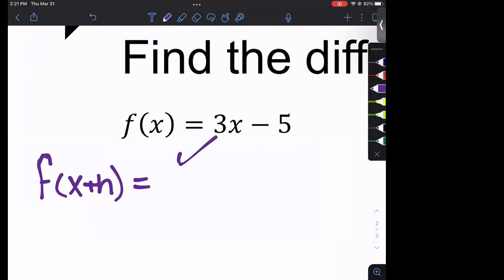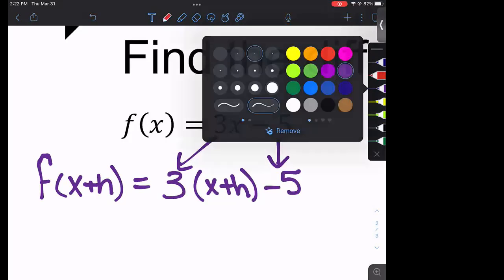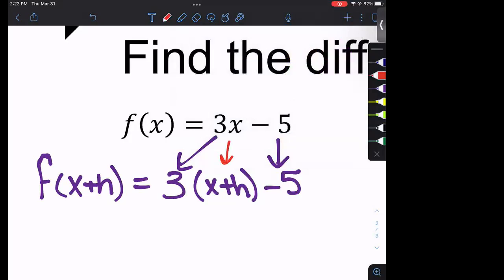equals, so we're going to start with a 3, it's just going to come straight down. And then instead of writing the x, we're going to put x plus h in parentheses. And then the minus 5 gets brought down. So this is what changes here. Just the x changes to x plus h.